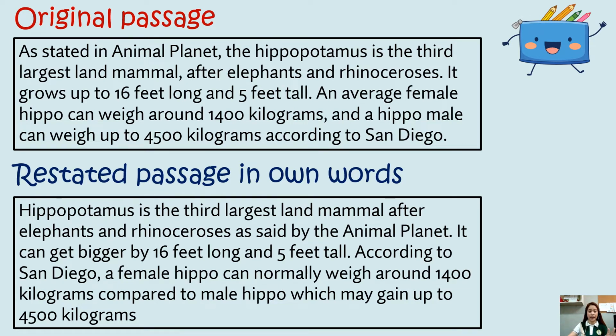Now let's try to restate the passage using our own words. Hippopotamus is the third largest land mammal after elephants and rhinoceroses, as said by the Animal Planet. It can get bigger by 16 feet long and 5 feet tall. According to San Diego, a female hippo can normally weigh around 1,400 kilograms compared to a male hippo, which may gain up to 4,500 kilograms. So, as you notice in the restated passage, it uses different sentence formation and changes some words in the sentence. Okay?